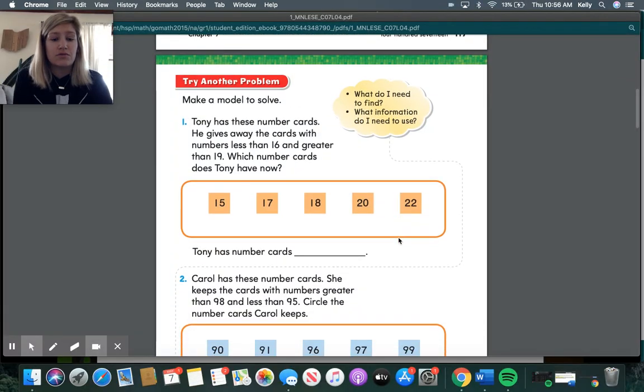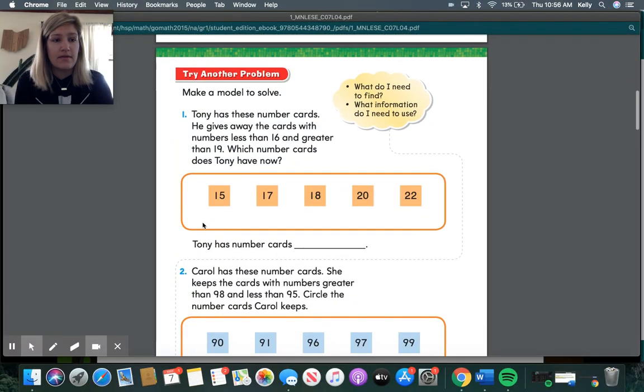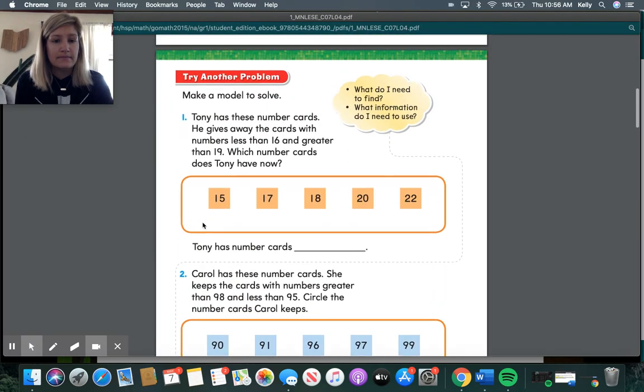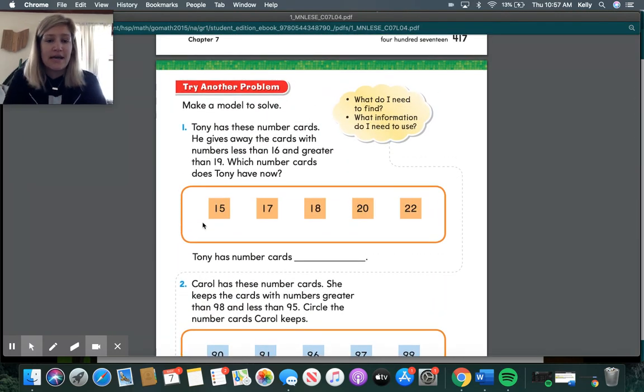So I'll do the first one with you guys. I'll do number 1 with you, and then you're going to need to do number 2, 3, and 4 on your own, okay? So number 1 says, Tony has these number cards. He gives away the cards with numbers less than 16 and greater than 19. Which number cards does Tony have now?